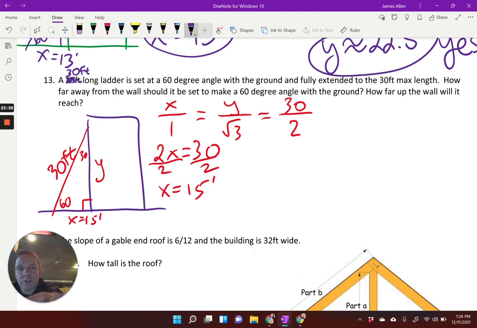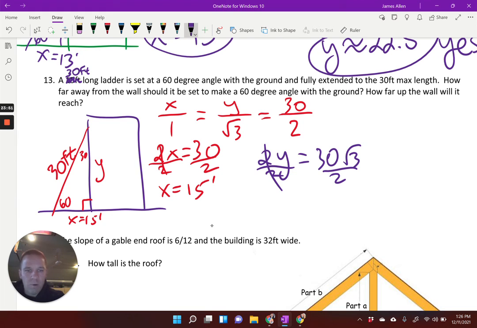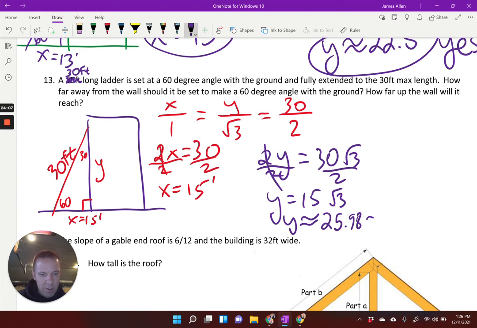Now for y, which I'll change markers again. So we get 2y equals 30 root 3 divided by 2. I should have canceled those out too in my work. Okay, and I get y equals 15 root 3. So y is approximately 25.98. So we could even just say about 26 feet. Cool. So how far up will it reach? About 26 feet. So that'll give us an idea of how high up this building can go.